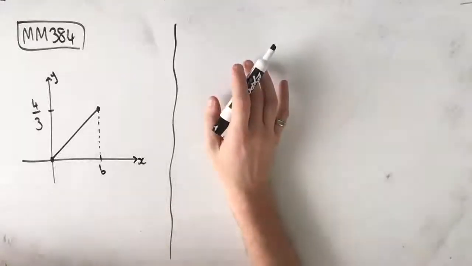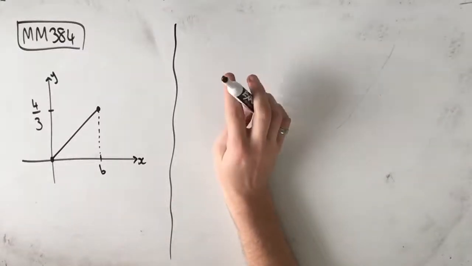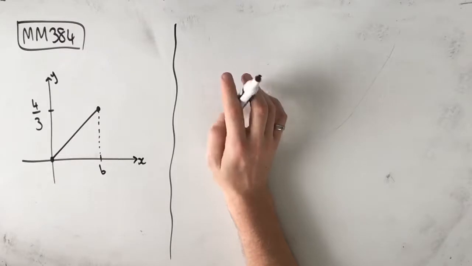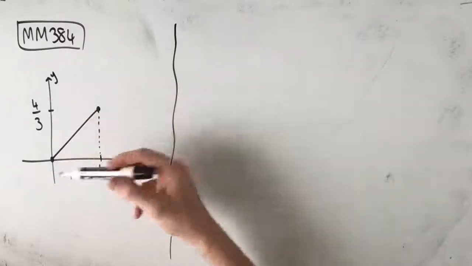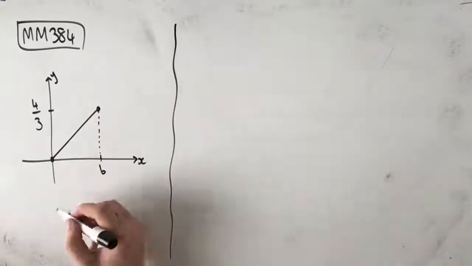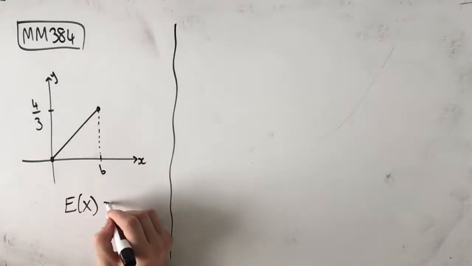Hey guys, welcome to question MM384 of the Maths Methods Fortify study guide. In this question we've got the graph of a probability density function of a continuous random variable x, shown below. The value of E of x is. So we're looking for our expected value.